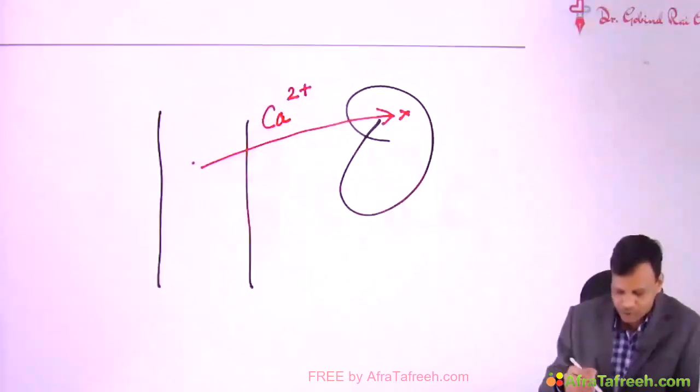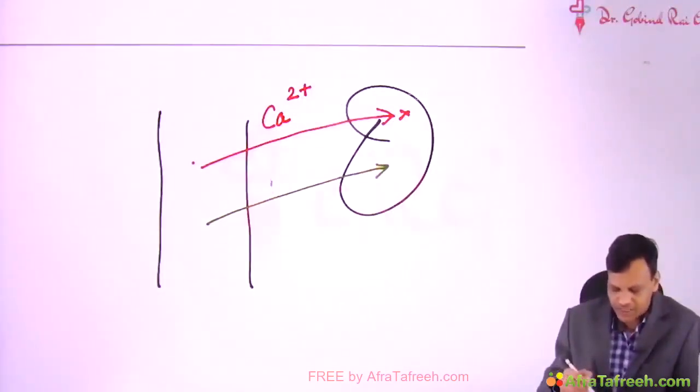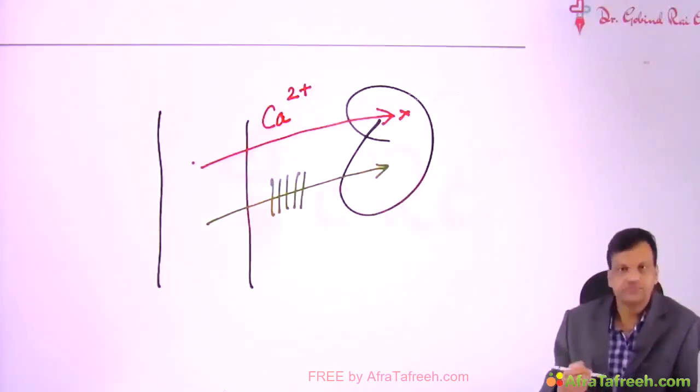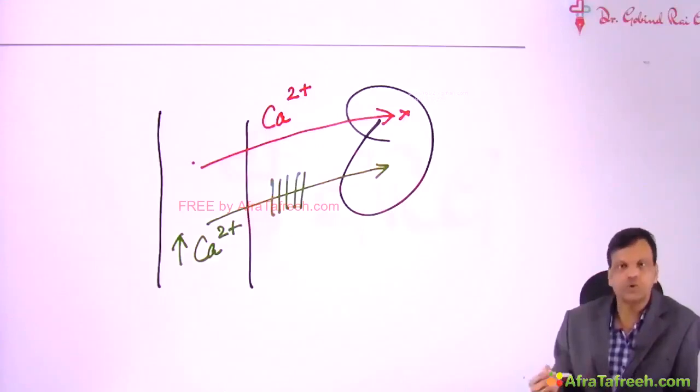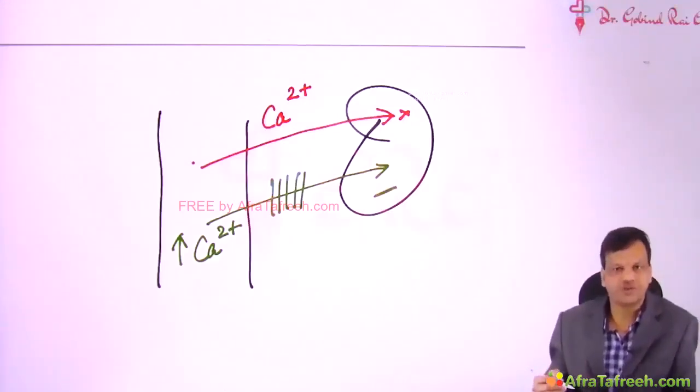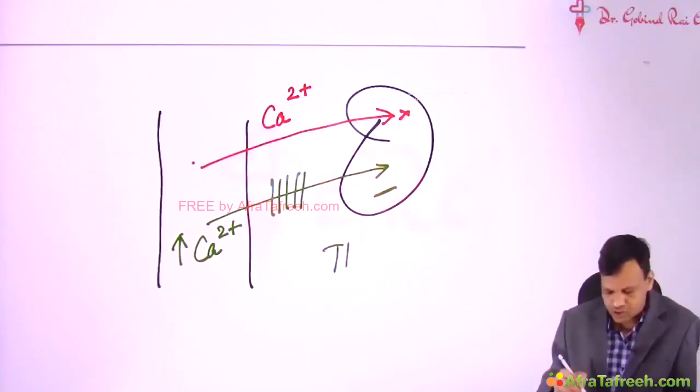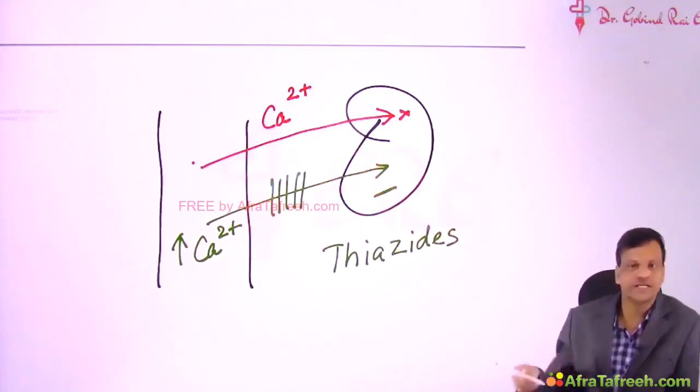Thiazides, we discussed, have the opposite effect. That means they prevent the loss of calcium in the kidney. That's why more calcium will be retained in the blood, but less calcium will go to the kidney. So when less calcium goes to the kidney, there will be less risk of stone formation. So that's why we use thiazides for renal stones, not loop diuretics.